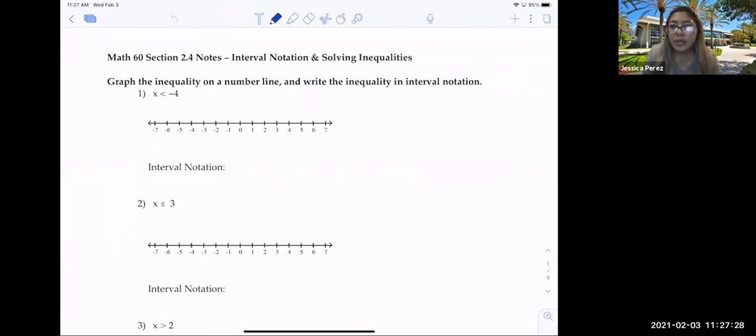And then we will be ready to start a new content. This is called interval notation and solving inequalities. And we are actually, let me see my notes here. We're actually ahead of schedule, so it's nice to have these printed.